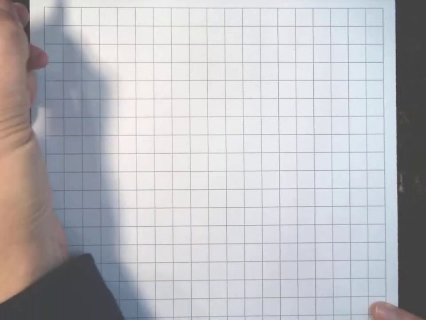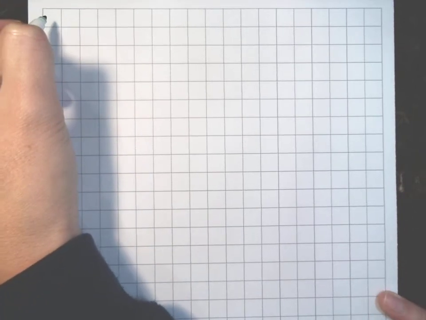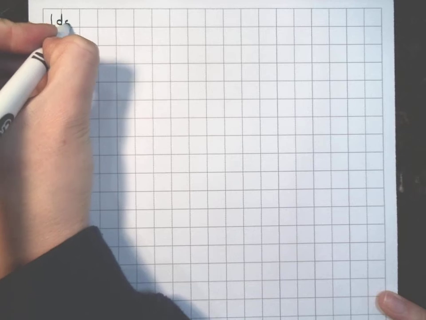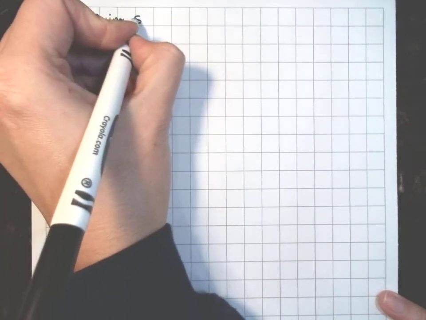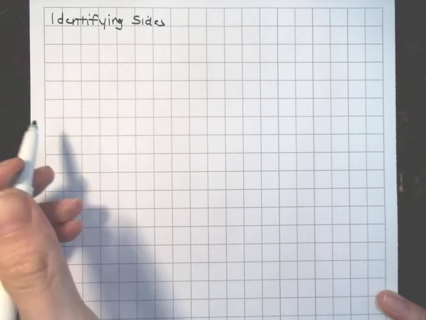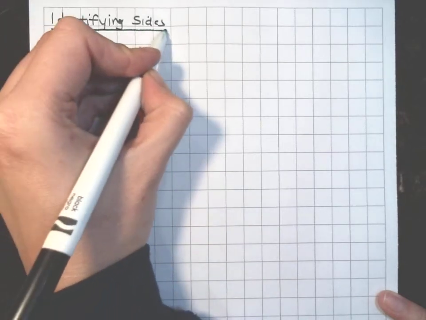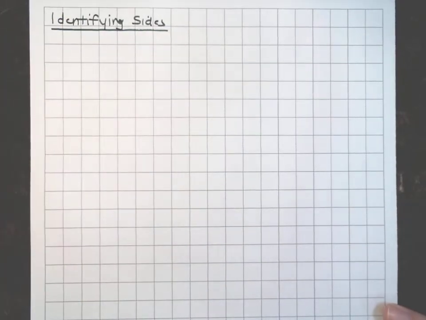Hi, okay, so our next unit is going to be on trig functions. And so one of the big things with trig functions is we need to be able to identify the sides and their relationship to the angle. So today we are just going to be identifying sides, because if we can do this, then the rest of the unit will be a whole lot easier.